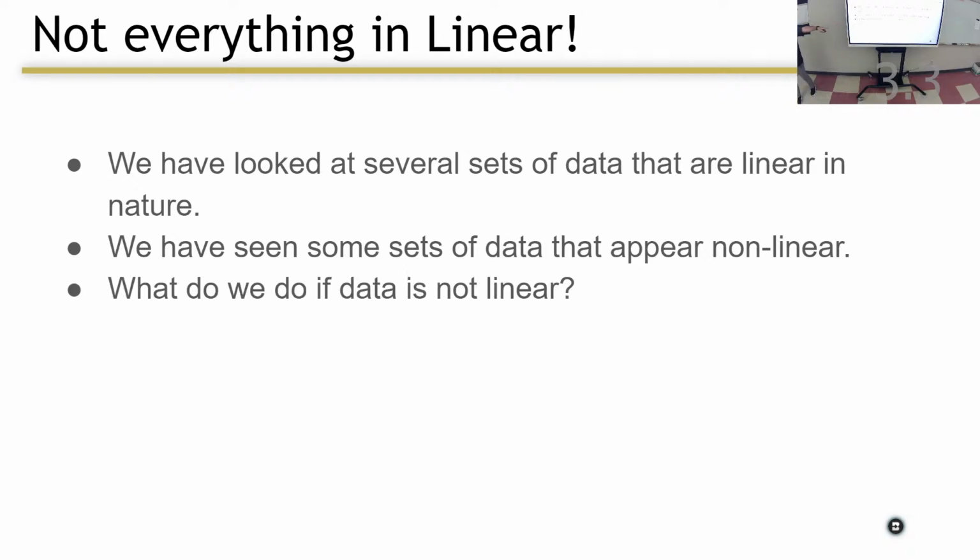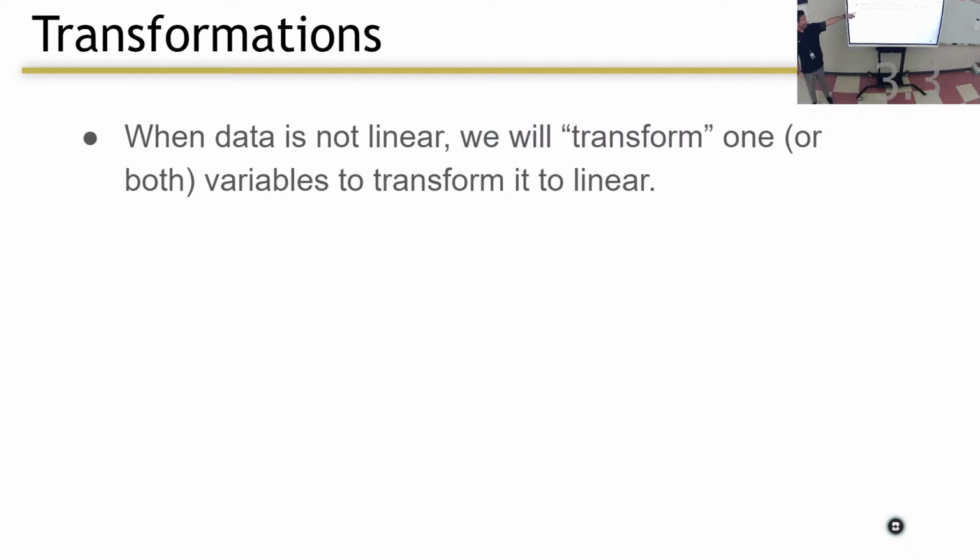What do we do if data is not linear? Well, in other classes, you guys found a regression for that particular curve. In AP Stats, what we do is we transform the data. We do something to either the X variables or the Y or both to straighten it up. So we make everything linear in AP Stats. So we just do something to it, okay? When data is not linear, we're going to transform one or both variables to achieve that linear line, okay?